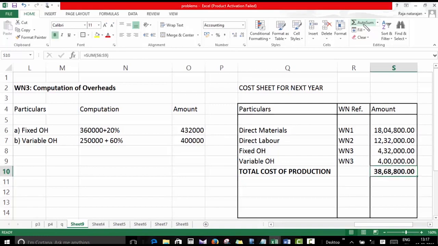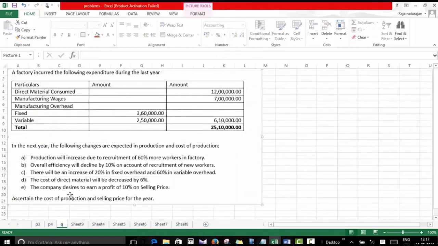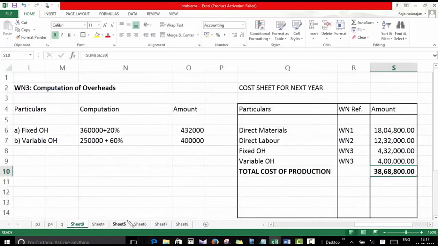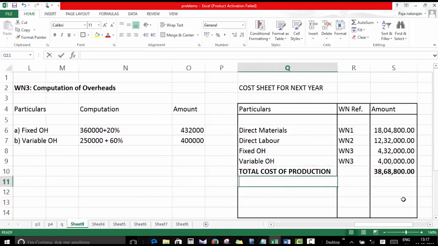Total cost of production is 38,68,800. Now, with this, we have to add profit, but what is the information we have in the question? The company desires to earn profit of 10% on selling price. If you want 10% profit on selling price, your cost should be 90%, because 90% and 10% make the selling price 100. So we have to assume this 38,68,800 as 90%, so that we can find out what is 10%.